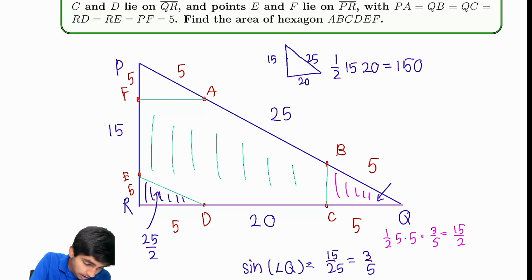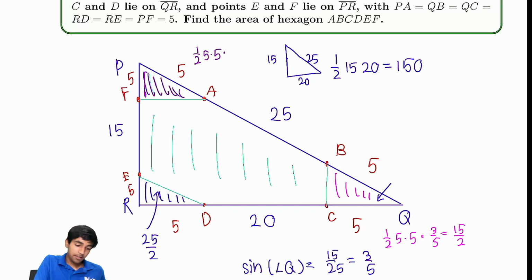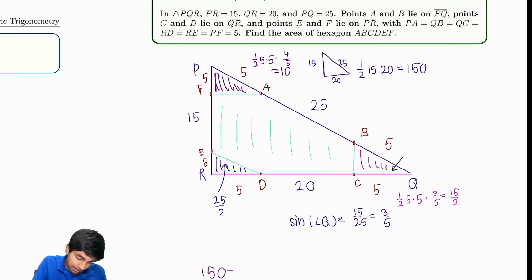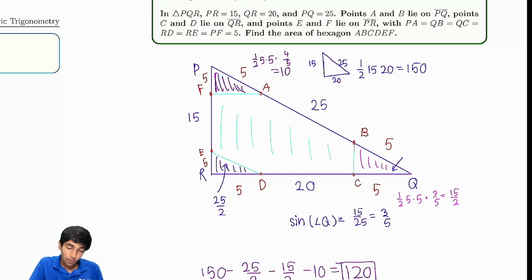Finally, the area of this purple triangle, and we can do the exact same thing. Half AB times sine of this angle, and this angle is just 20 over 25, 4/5. That's 10. So now all we have to do is 150 minus 25 over 2 minus 15 over 2 minus 10. That's 120, and that is our answer for this problem.